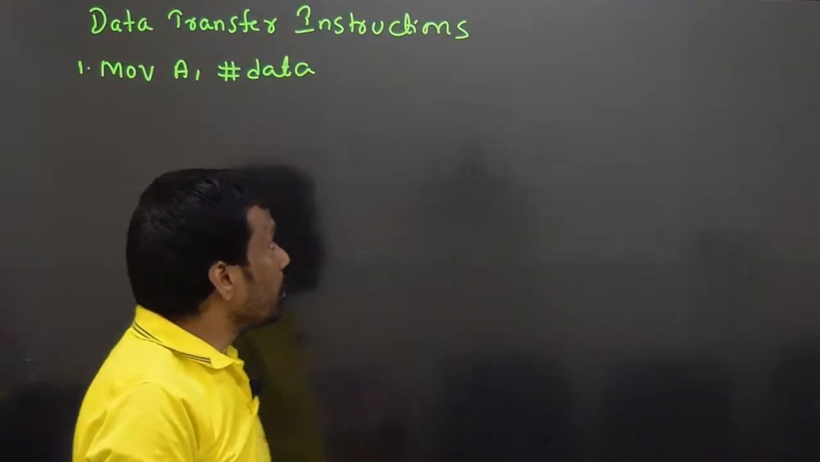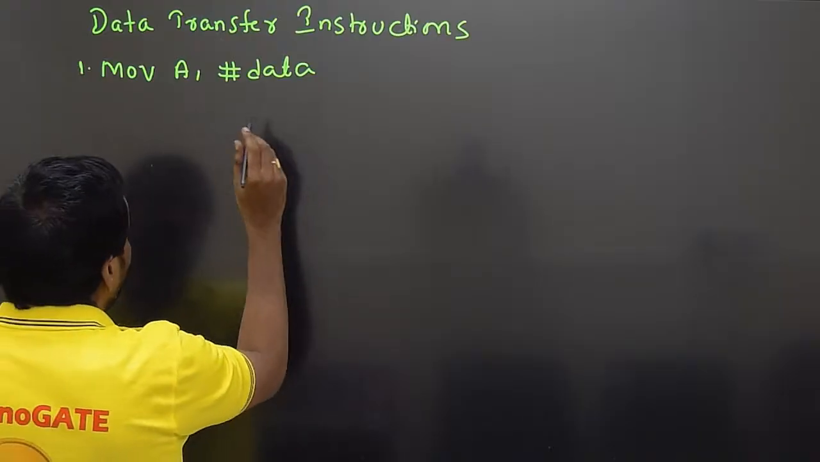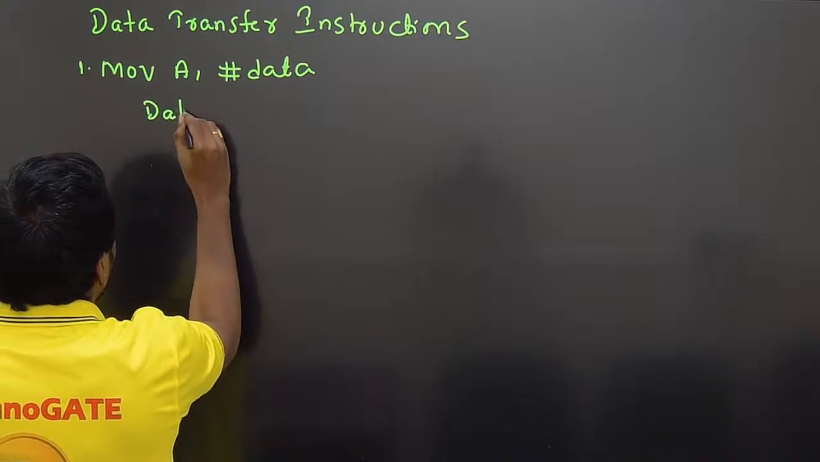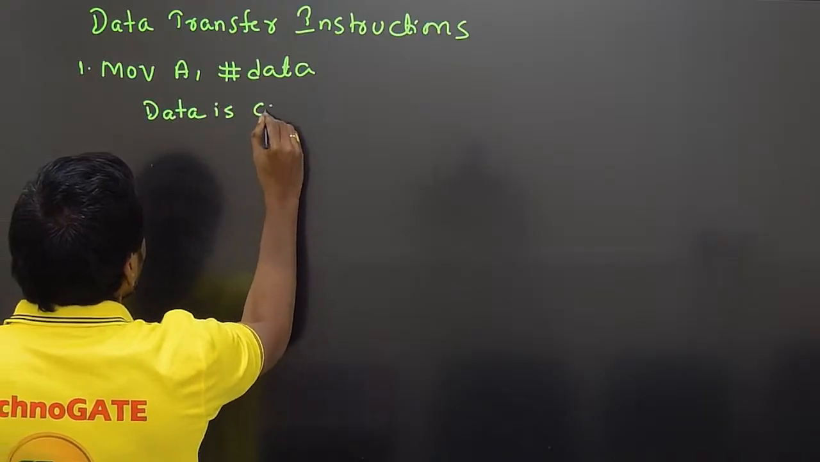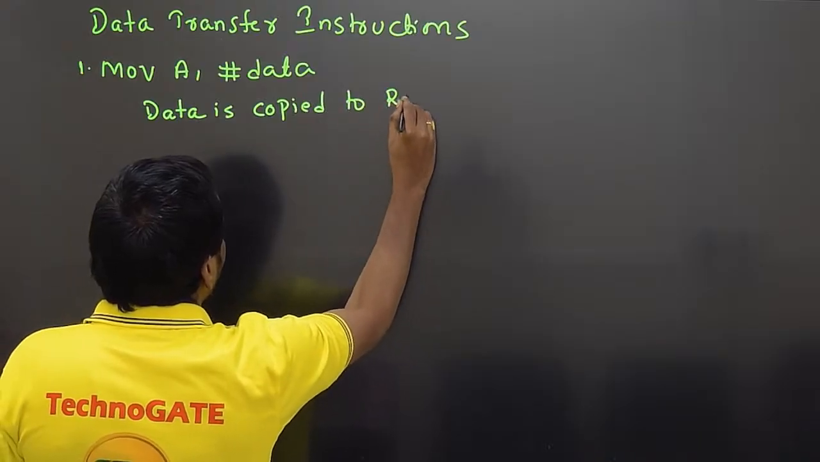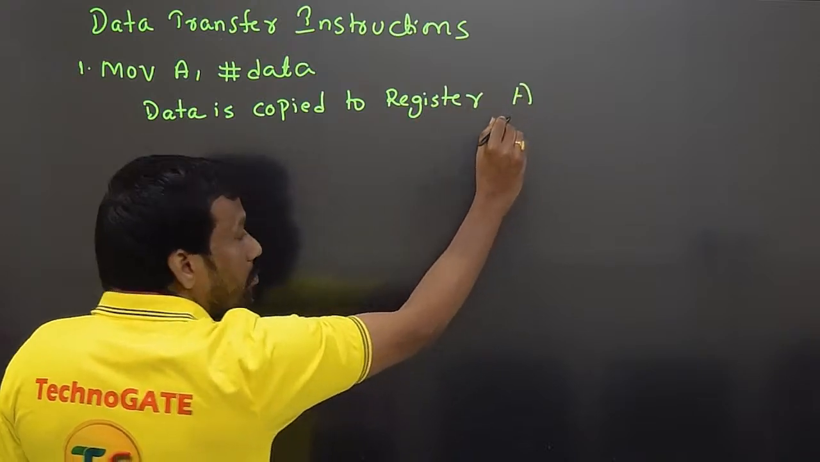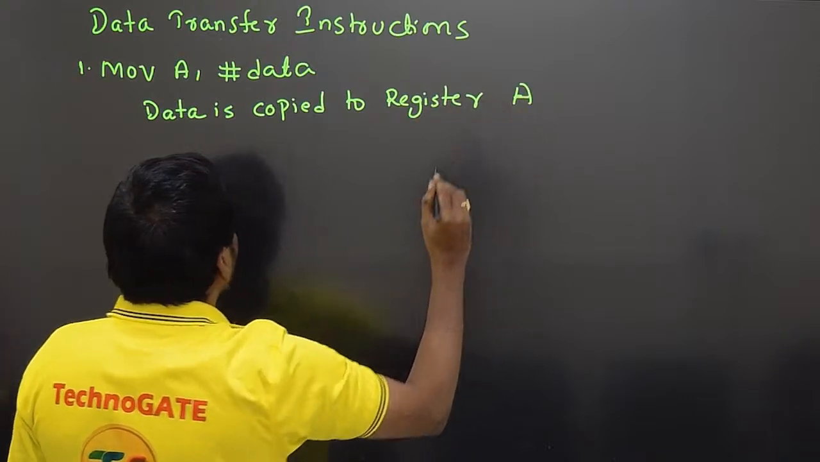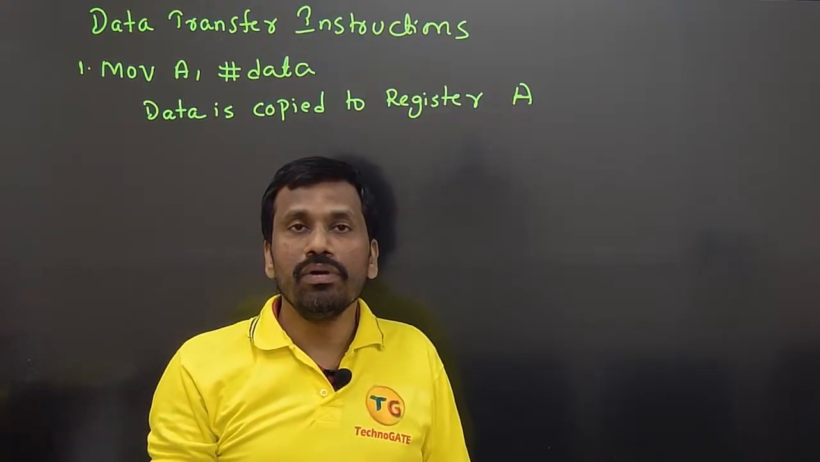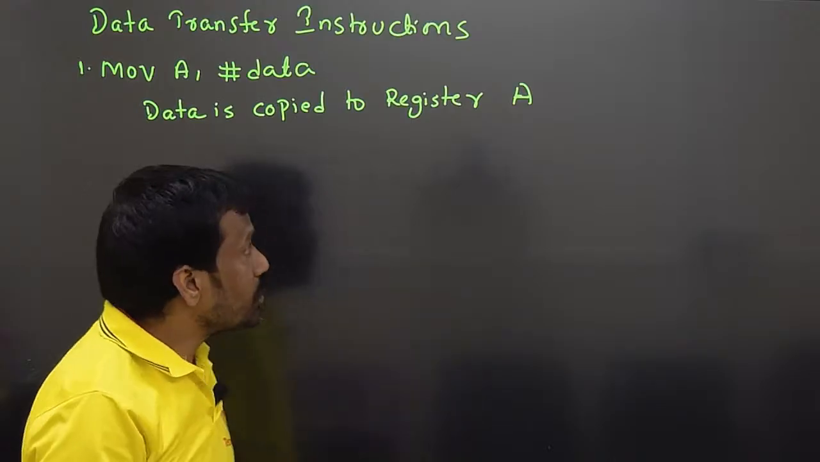So MOV A, #data. Here the data is copied to register A. What is A? Accumulator, which is an 8-bit register. So MOV A, #data means data will be moved to register A. A is nothing but the accumulator, an 8-bit register.